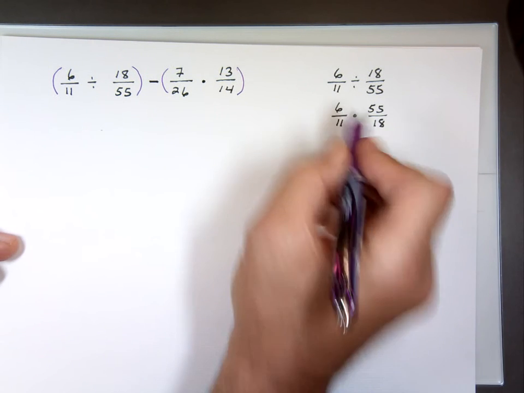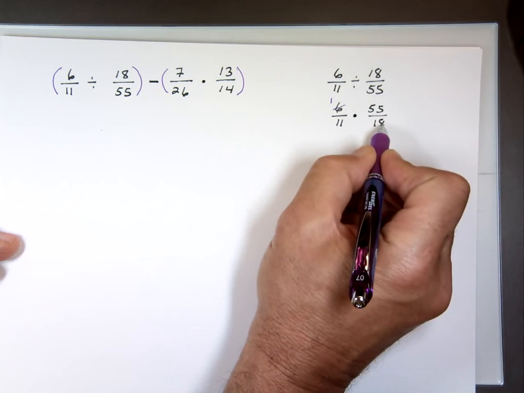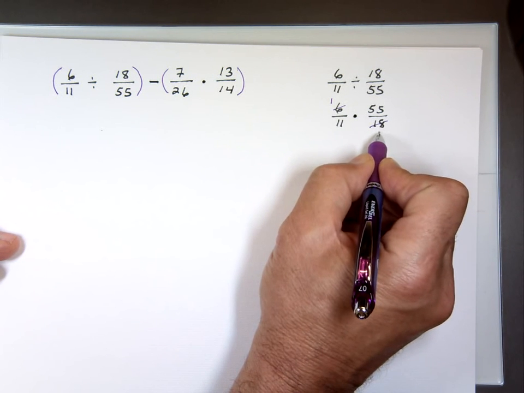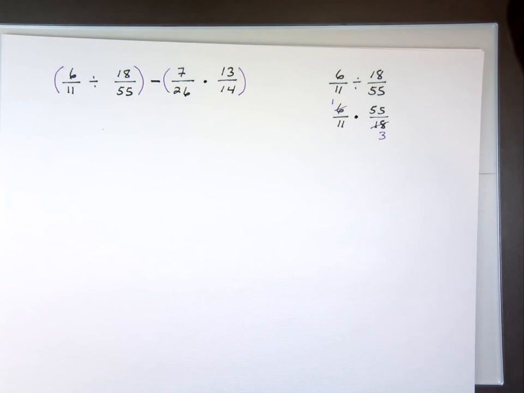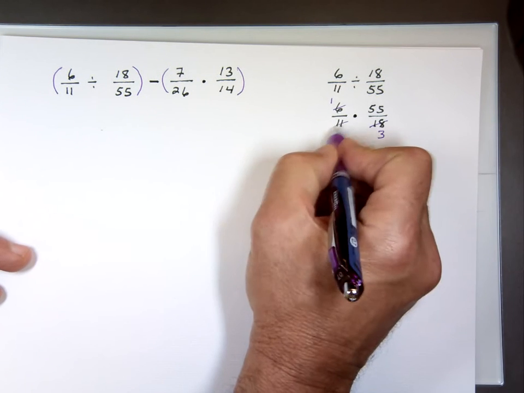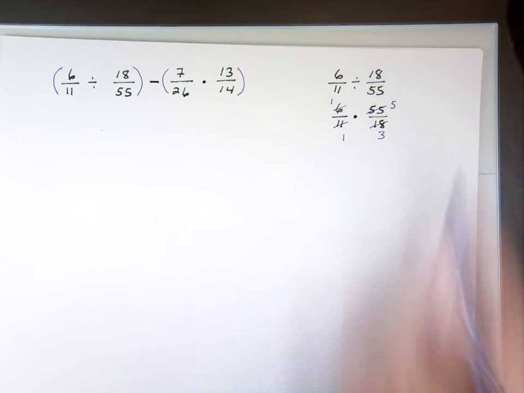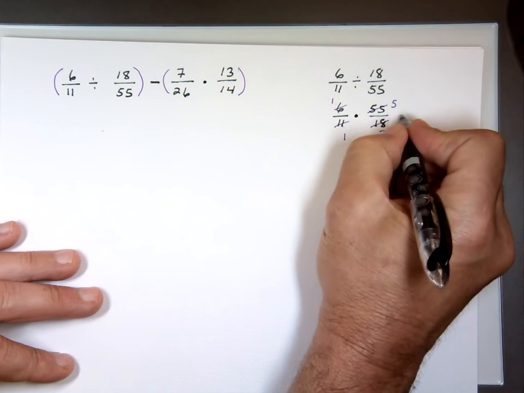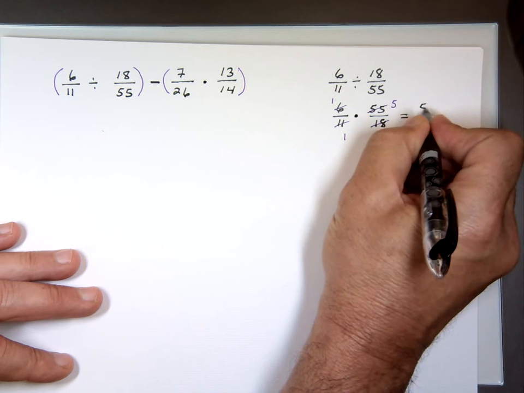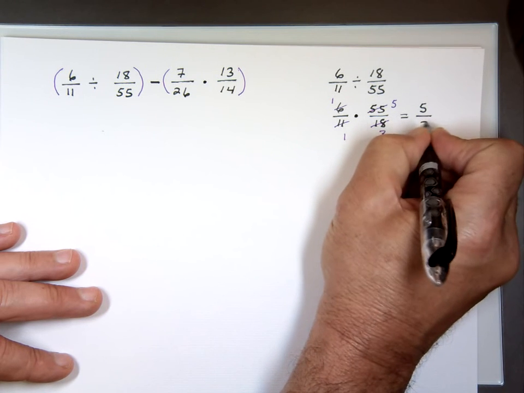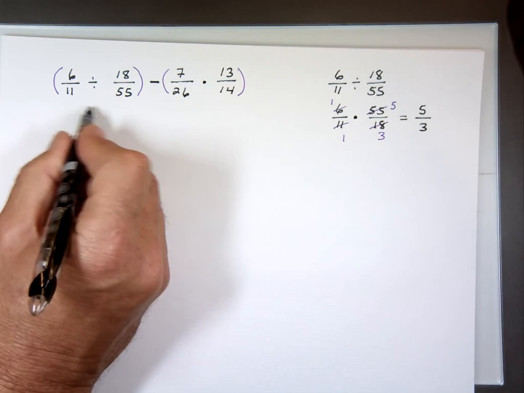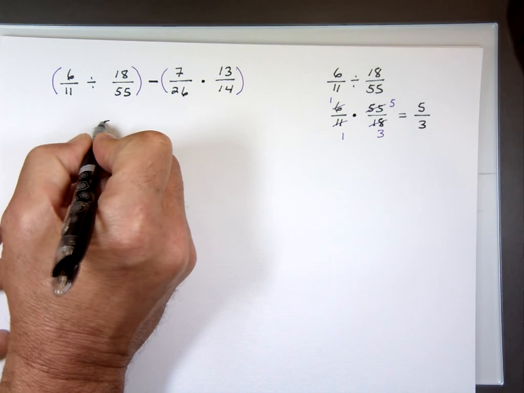Notice how nice when you simplify first, because I can see the 6 and 18. By 6 this is 1. By 6 this is what? 3. Look at the 55 and 11. You can divide them by 11. By 11 this is 1. By 11 this is what? 5. So it's 1 times 5, which is what? 5. 1 times 3, which is 3. So the answer to this piece here, it's 5 over 3.